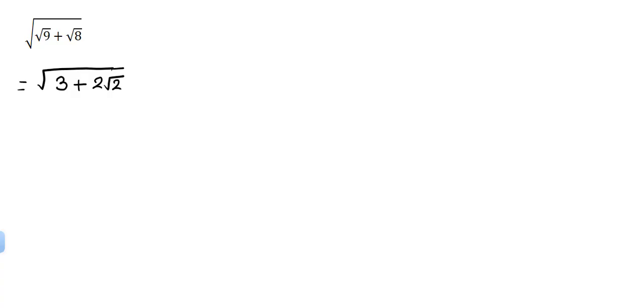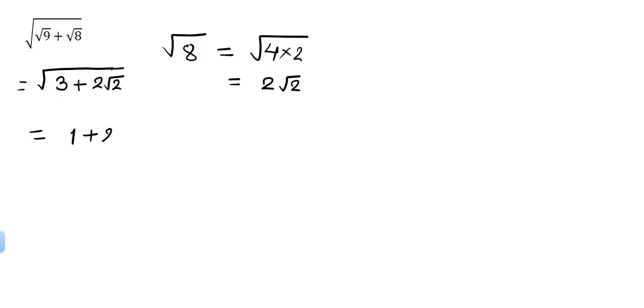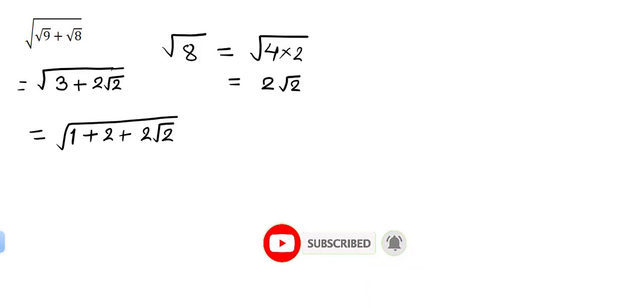To simplify the square root of 8, we can write it as 4 times 2, where the square root of 4 is 2 and then square root of 2. Now we can write this as 1 plus 2 and then 2 square root of 2. Now why are we splitting this 3 into 1 plus 2?